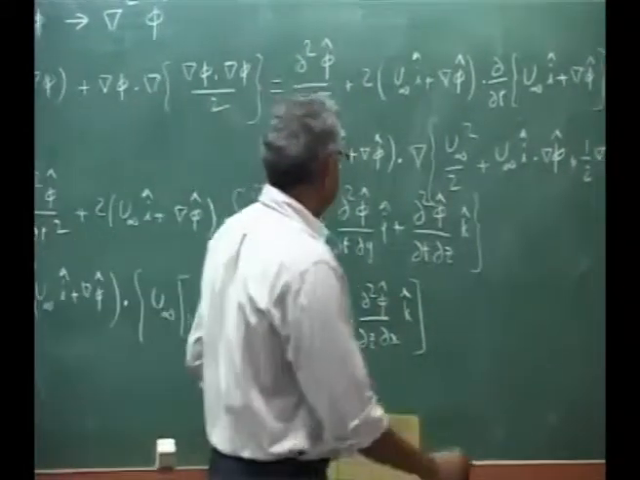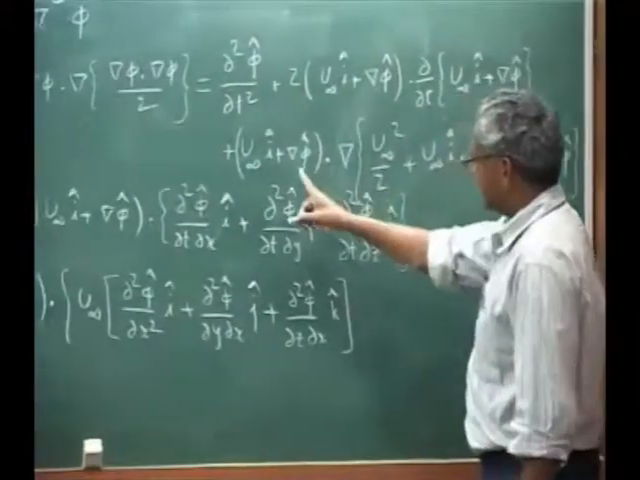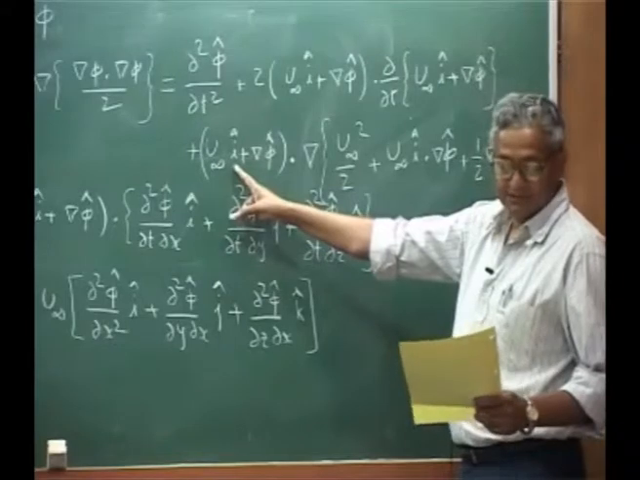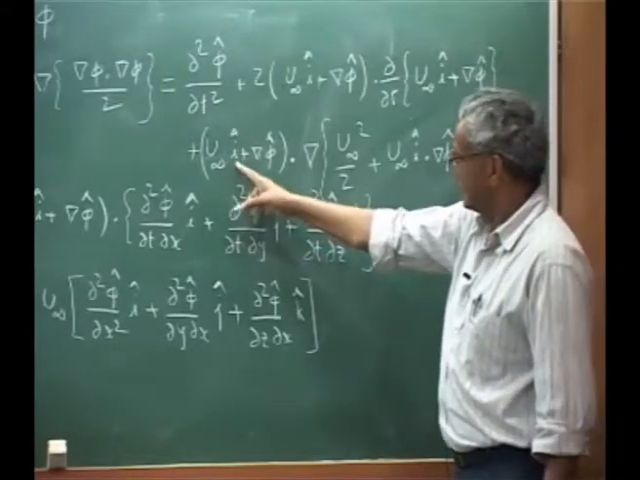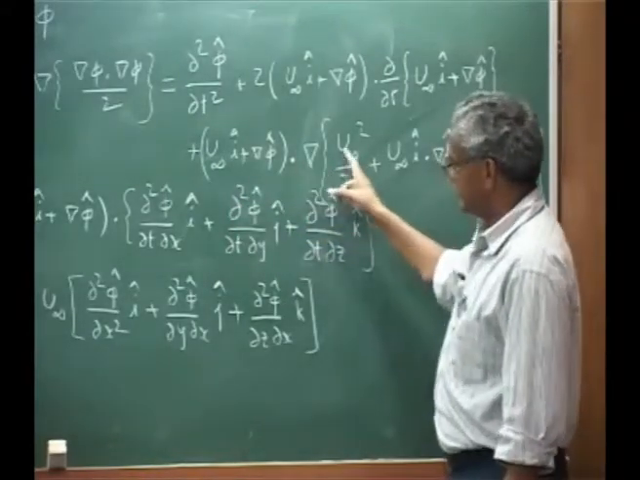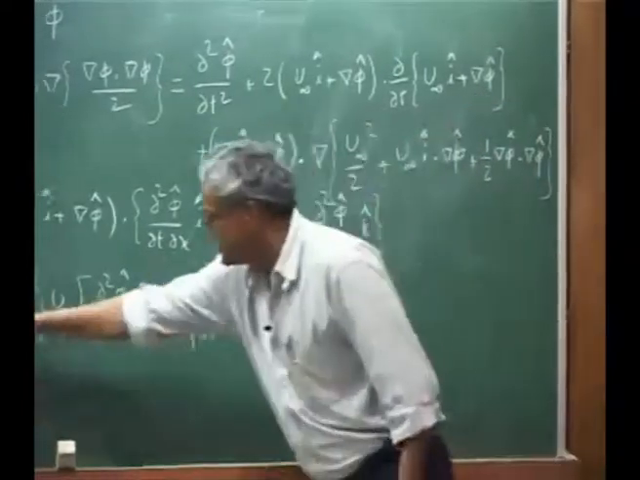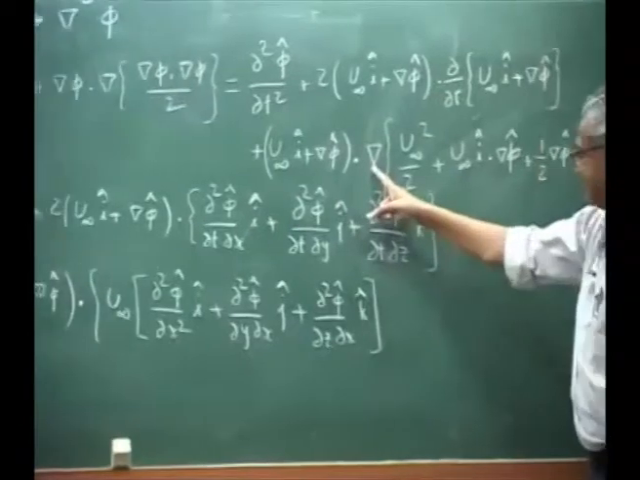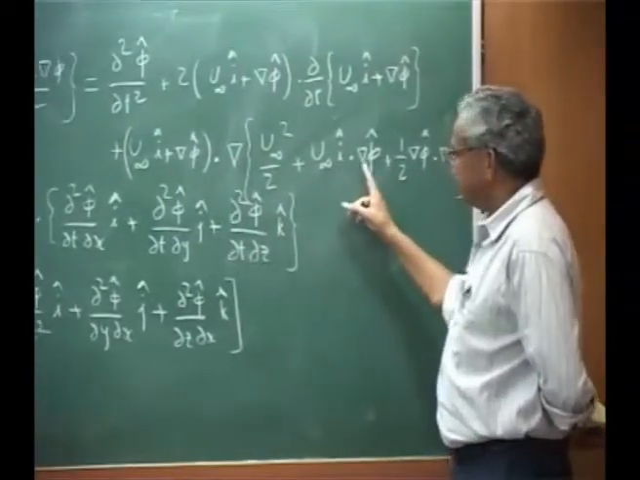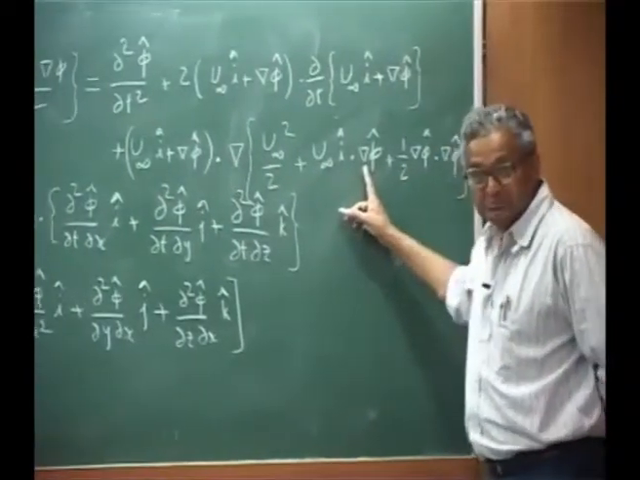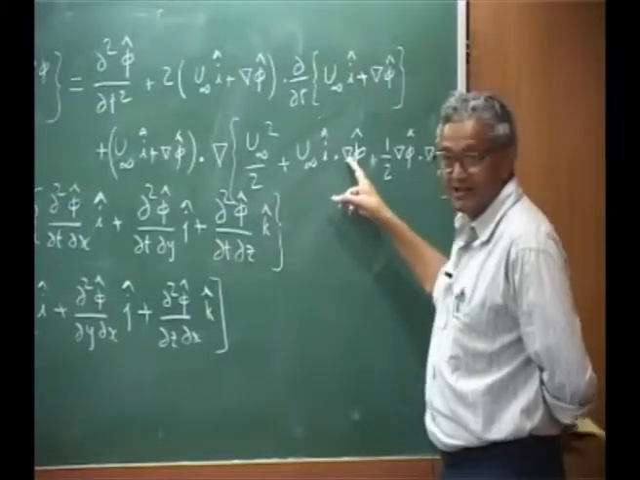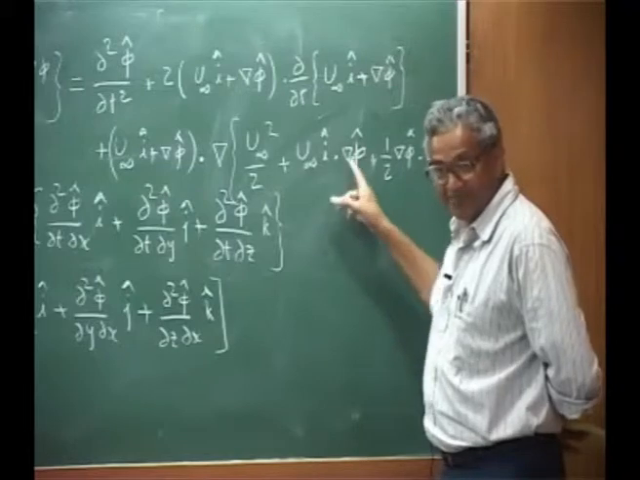Plus half this whole thing, because I am taking the dot product of this into this, because this term is remaining here. Please understand, I am taking this del, and I will have only the I term because this is u infinity I. So I will get only delta phi hat by delta x.